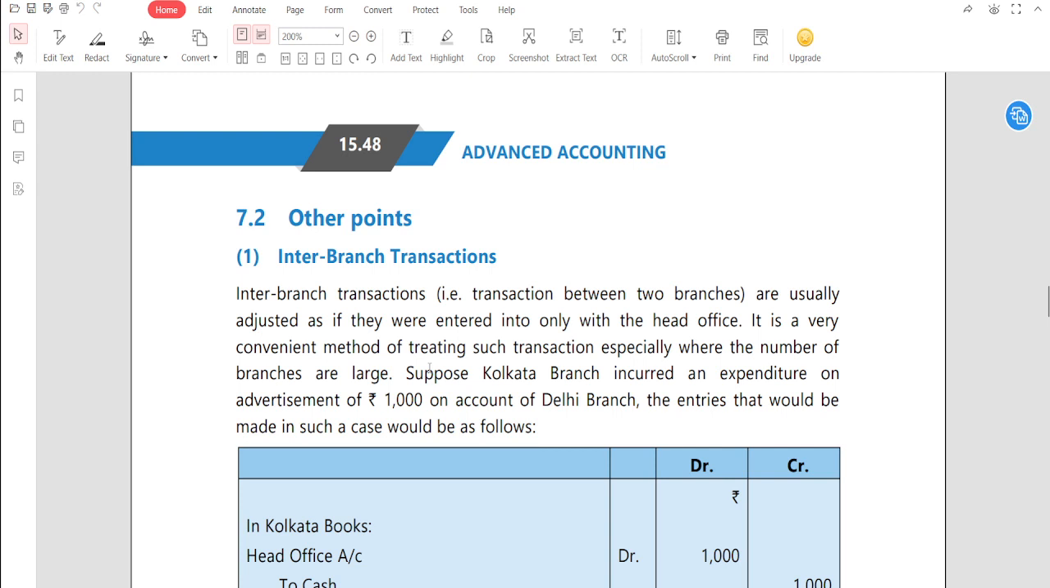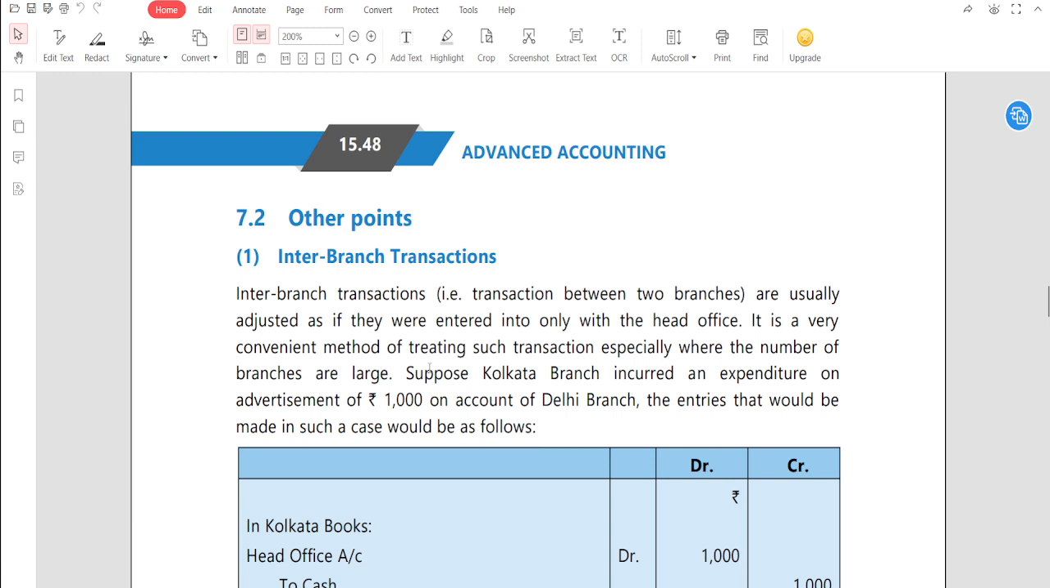When two branches are transacting against each other, it means one branch sends goods to another branch and one branch receives cash from another branch. So that is what is called interbranch transaction. So in case of the interbranch transaction, transactions between two branches are recorded and usually adjusted as if they were entered into only with the head office, HO. It is a very convenient method of treating such transactions, especially where the number of branches is large.